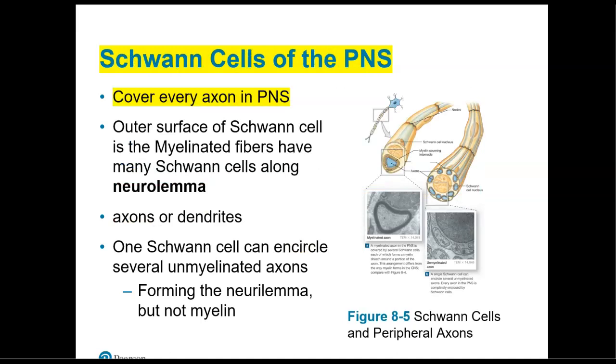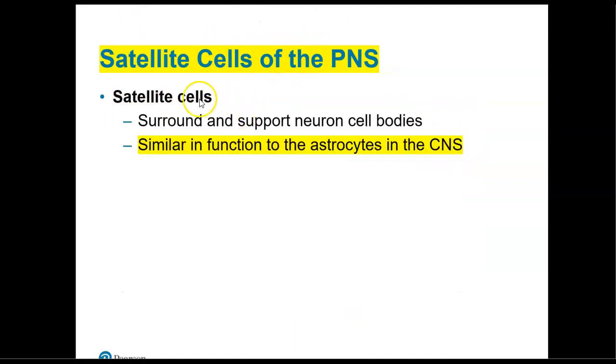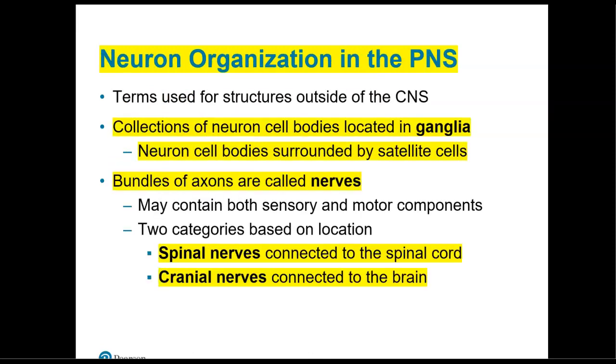Schwann cells of the PNS function like oligodendrocytes in the CNS. So the Schwann cells form the myelin sheaths on the axons in the peripheral nervous system. And all axons in the PNS are covered with myelin. Satellite cells in the PNS have a similar function as astrocytes in the CNS. They keep the nerves from coming in contact with blood.